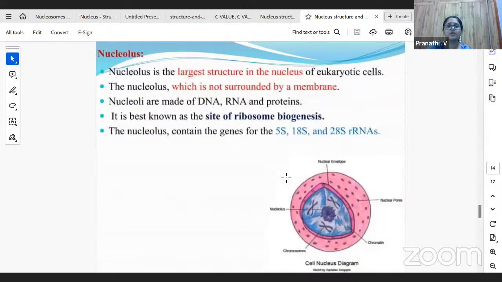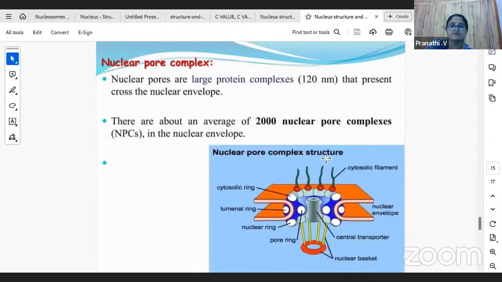And when it comes to the nucleolus, it is the largest structure inside the nucleus, around one-fourth or 25% of the eukaryotic cell's nucleus. Inside the nucleus, it is occupied by the nucleolus. It is not surrounded by a membrane, has DNA, RNA, and different kinds of proteins, and it is the site of ribosome synthesis. It has the genes encoding the 5S, 18S, and 28S ribosomal RNA. So anything related to ribosomal synthesis takes place in the nucleolus.